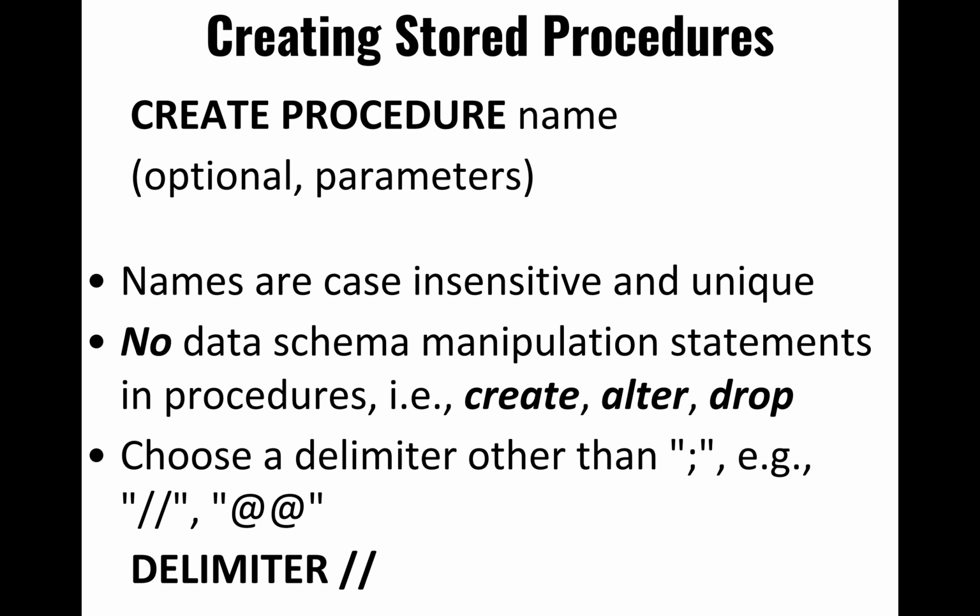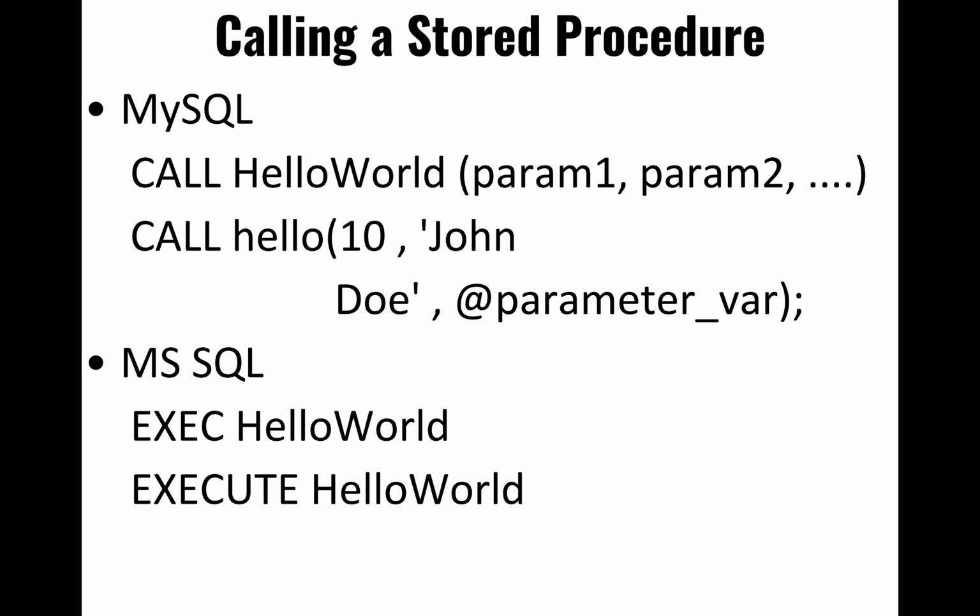We can declare the delimiter using the delimiter keyword. The delimiter keyword allows you to declare what the delimiter is, and you can choose whatever you want. Some common ones are //, @, $, right? Those are very common delimiters. So that's typically what you would do at the beginning, right before you start declaring your procedure. You declare your procedure, and then you do a delimiter, bringing it back to what it used to be.